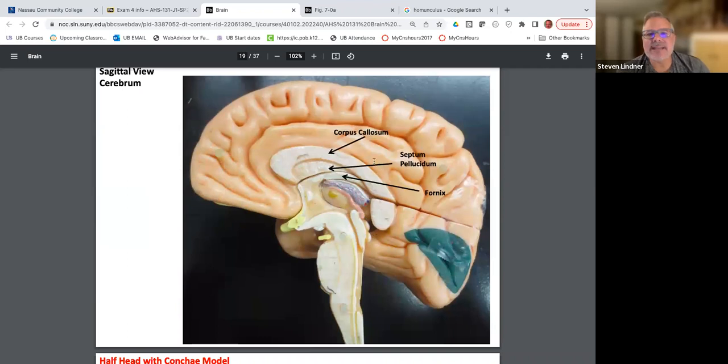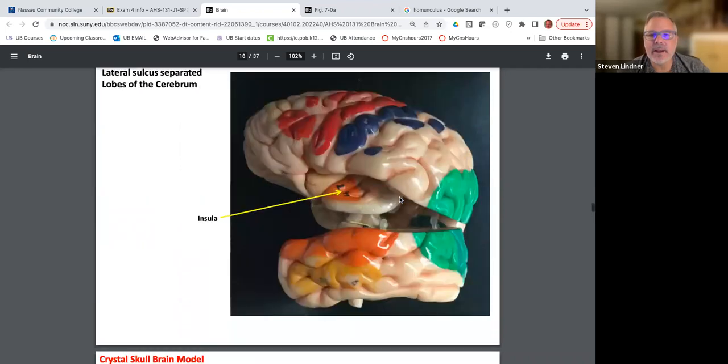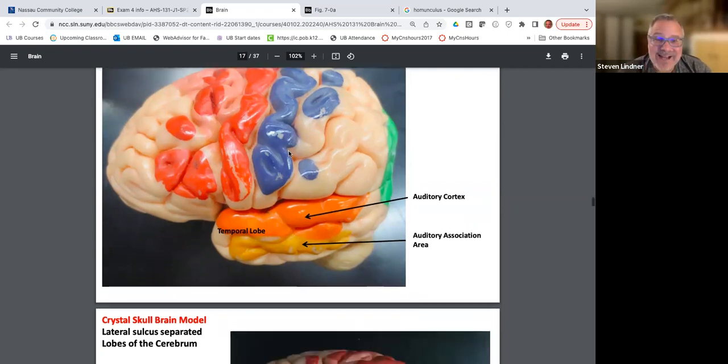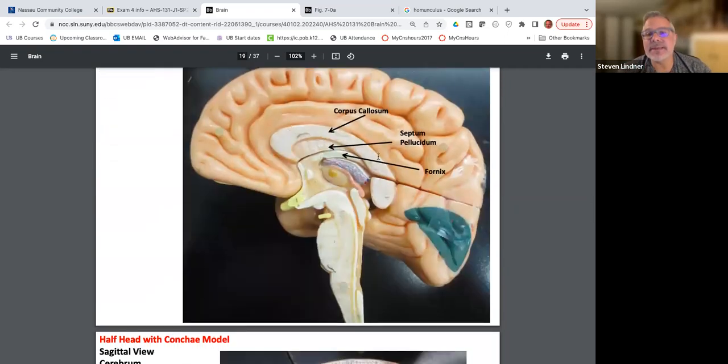Now we're looking at a sagittal view, meaning all we're doing is taking this part of the brain and rotating it, looking at it from the inside. And we have a few important structures. One is the corpus callosum, which is right here. This is all white matter. And the corpus callosum is full of axons that connect the left hemisphere to the right hemisphere. It allows both brains to communicate with each other.